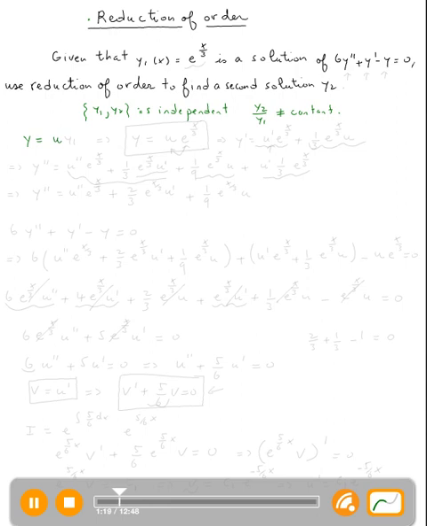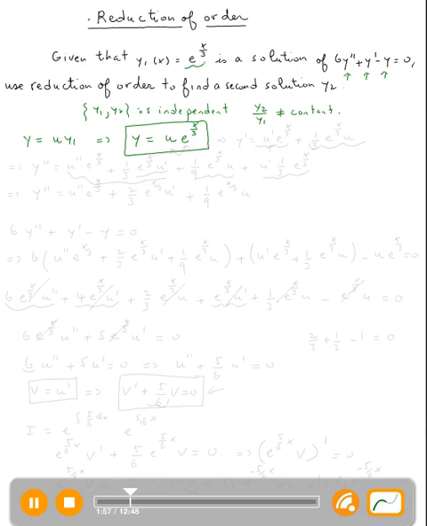We just write u times y1. In other words, we want our y to equal u times y1, which is given right here, times e to the x over 3. So this is the function we're looking for. So y is equal to u e to the x over 3. What we do is find the first derivative and second derivative, plug them into the equation, and then try to solve for u.